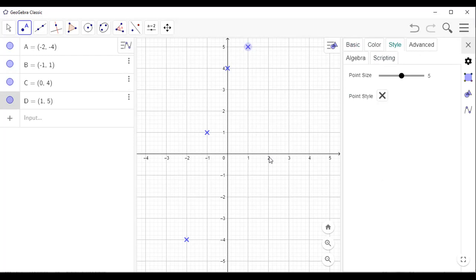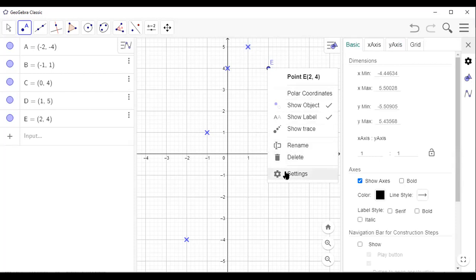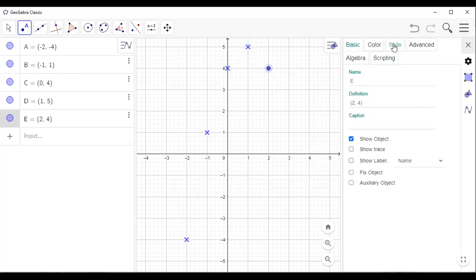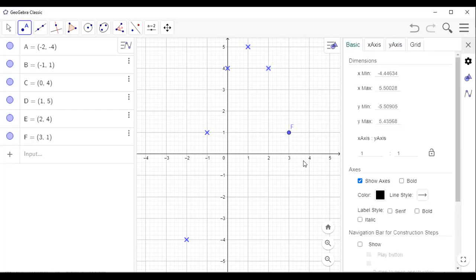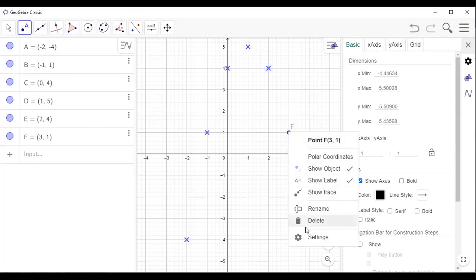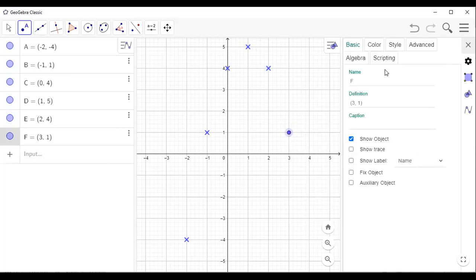Then x is 2. You can see y is 4. Here x is 2. Come to the x coordinate, then y is 4. So this is the point. Right. Then x is 3. y is 1. Right. So here is the next point. So the next point you can mark like this.